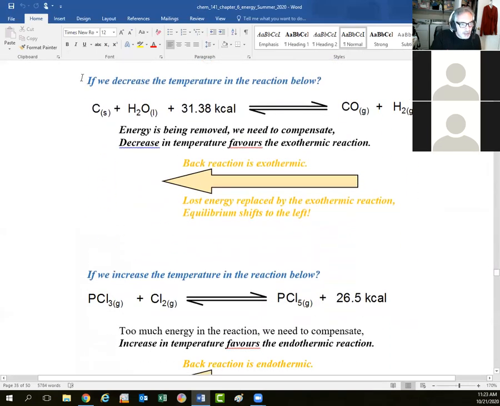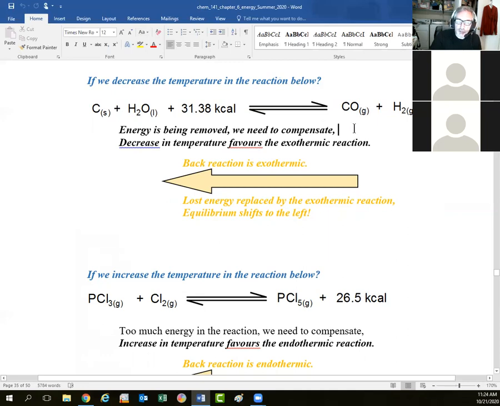Next one, decreasing temperature again, we're losing energy. But again, look how that energy term, the 31.38 thousand calories, has hopped across to the left-hand side. So we switch the roles of each reaction from exothermic to endothermic. We know that a drop in temperature favors the exothermic because dropping temperature means we've lost energy, and we can replace it by favoring the reaction that produces energy. But now we have to read the equation from the right to the left to see that energy coming out.